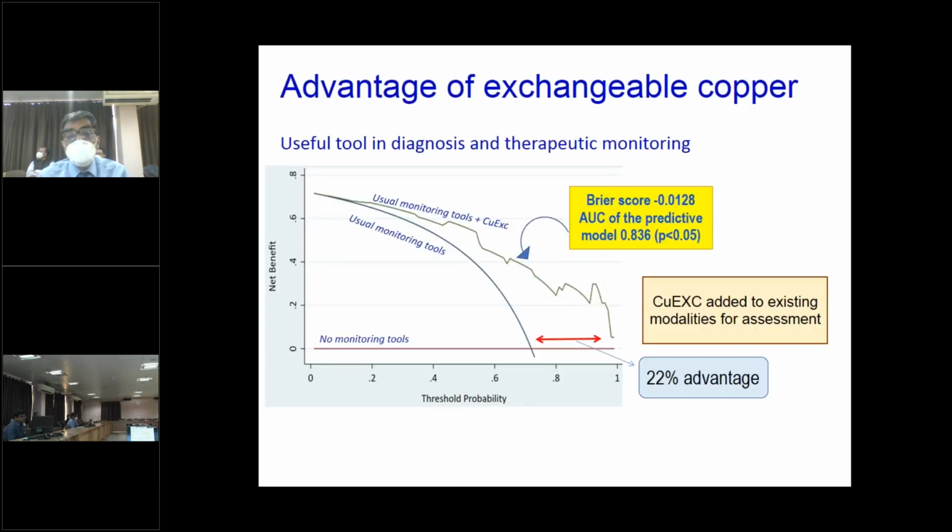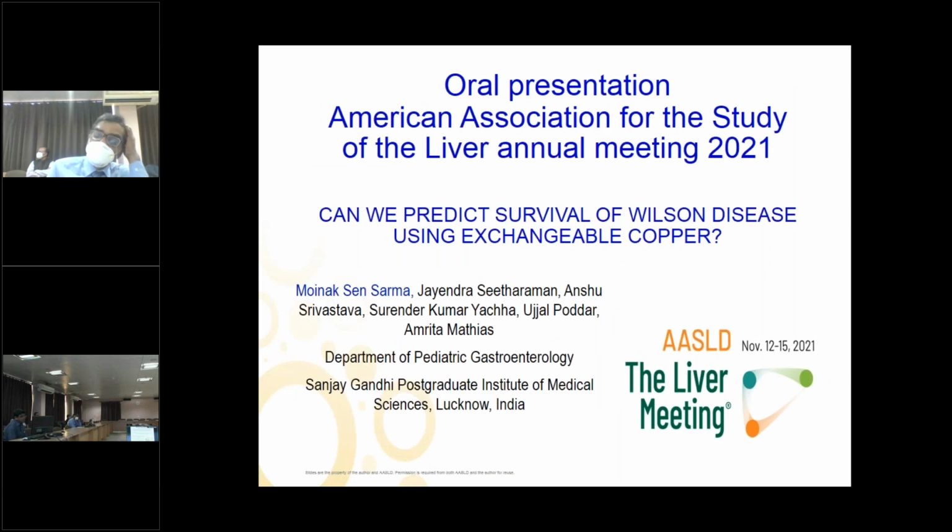The advantage we have with this exchangeable copper is that it gives us about 22% advantage over the regular modalities of assessment of chelation. In the second part of the paper, we looked at newly diagnosed Wilson's disease and whether we can predict their survival using the same. And this was an oral presentation at the very prestigious American Association for the Study of Liver Diseases annual meeting.